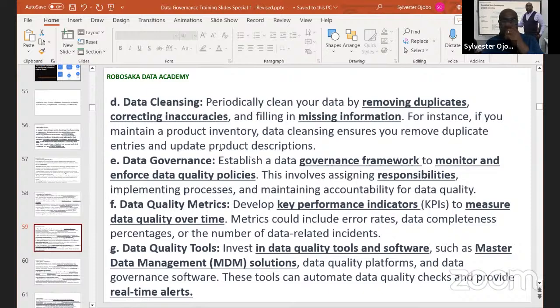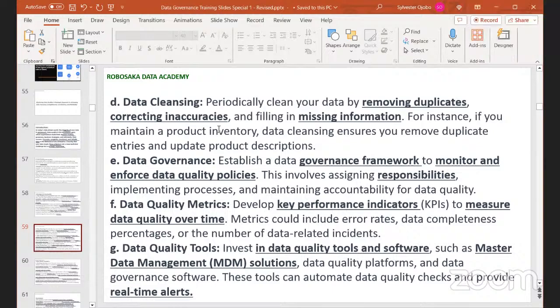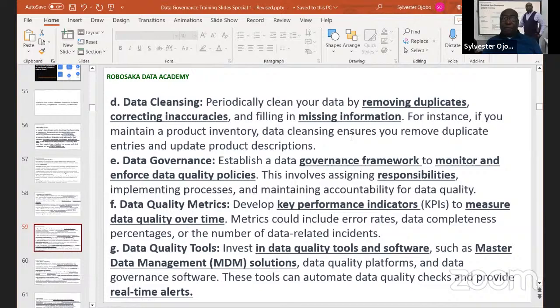We have data cleansing. Periodically clean your data by removing duplicates, correcting inaccuracies, and filling in missing information. For instance, if you maintain a product inventory, data cleansing ensures you remove duplicate entries and update the product description. Any other example can you give on this, Louis?